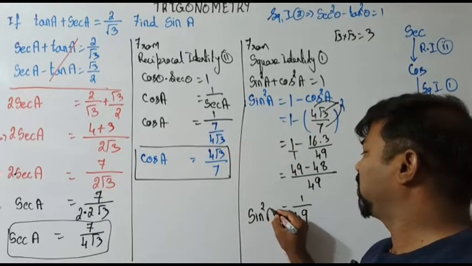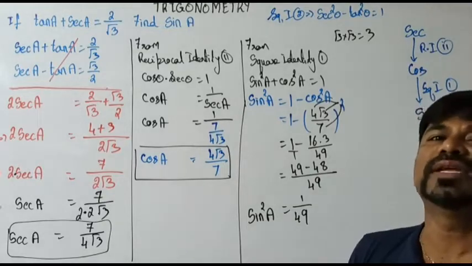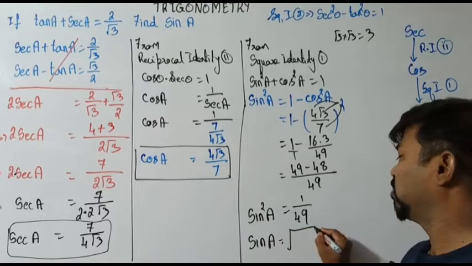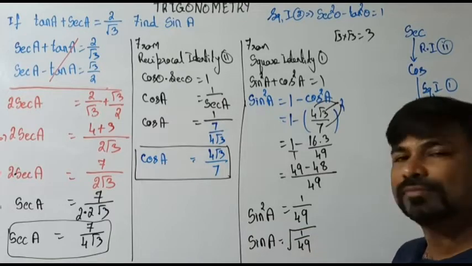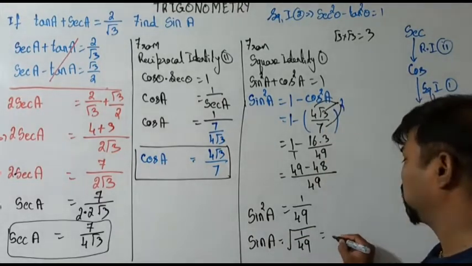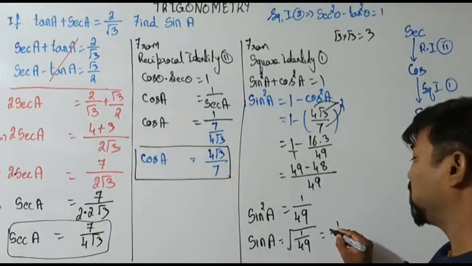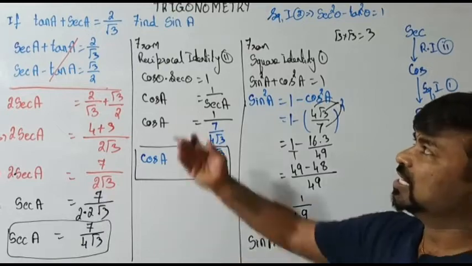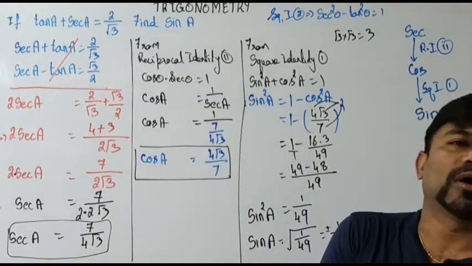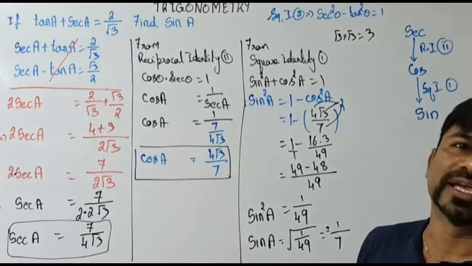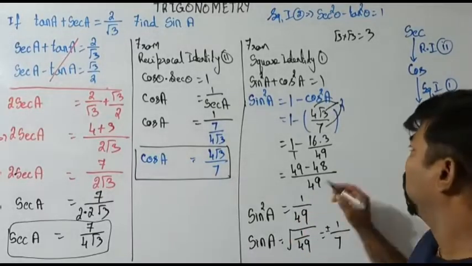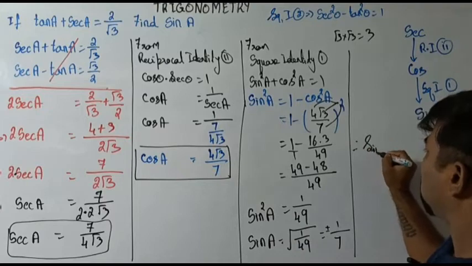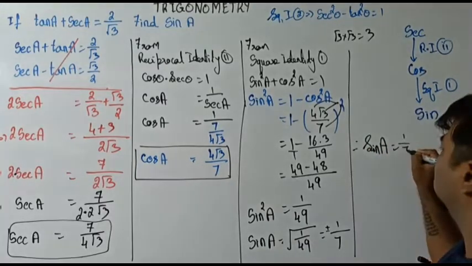Sine square A. But our ultimate target is not sine square. We need sine A. Sine A is nothing but under root 1 by 49. So what is root of 1 by 49? Can I tell it as 1 by plus or minus 7? Yes, but he didn't mention which quadrant it is in, so obviously we take the first quadrant. Therefore, we can go straight there. Sine A equals 1 by 7.